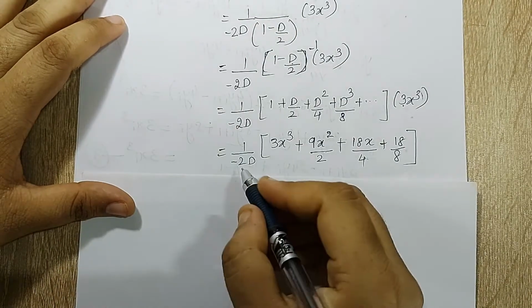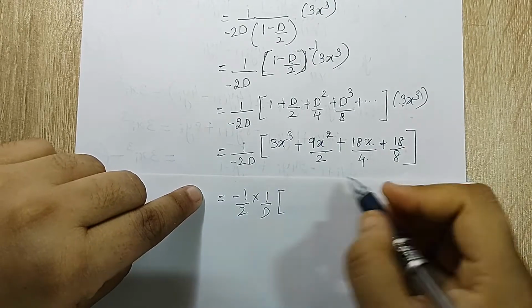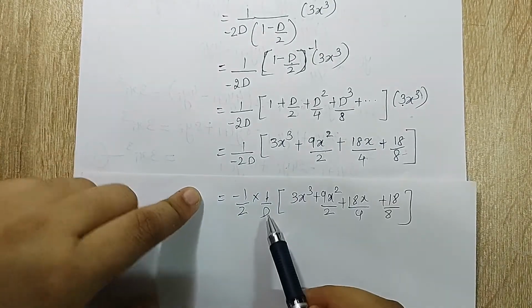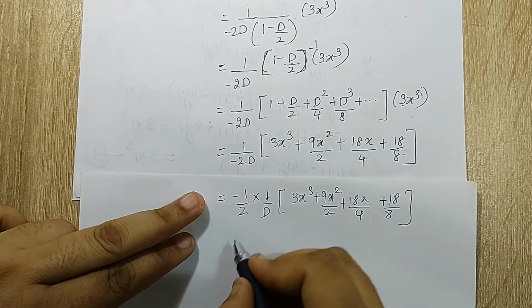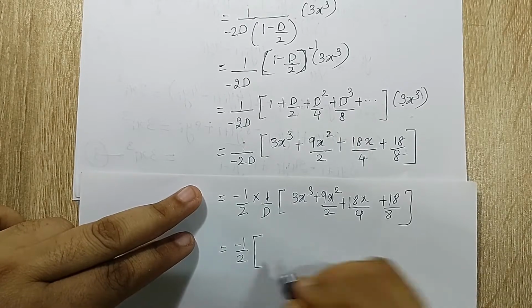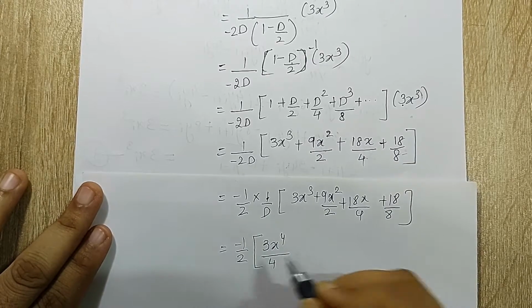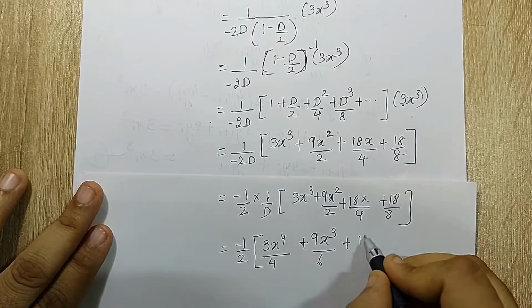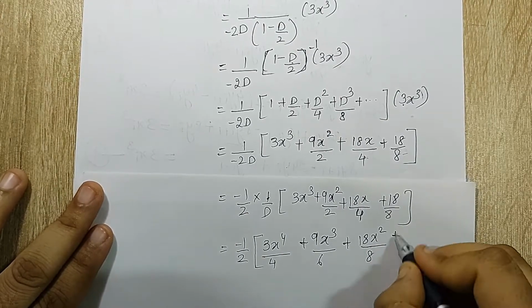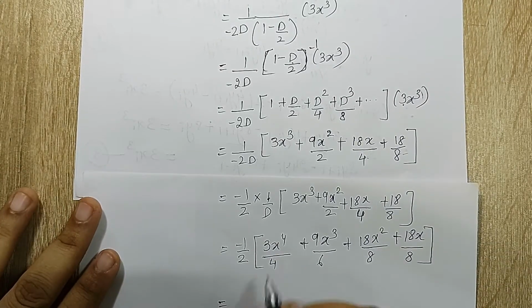Now, if you observe, this is actually minus 1 by 2 into 1 by D into this entire term. 1 by D is actually integration. If D is derivative, then 1 by D will be integration. So this is 1 by 2 into the integration of this, which will be 3x raised to 4 by 4 plus 9x cube upon 6 plus 18x square by 8 plus 18x upon 8. So when I multiply this 2 inside, this becomes minus 3x raised to 4 by 8.